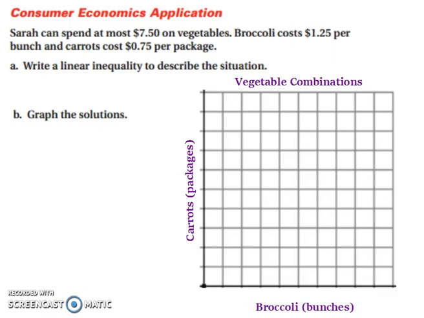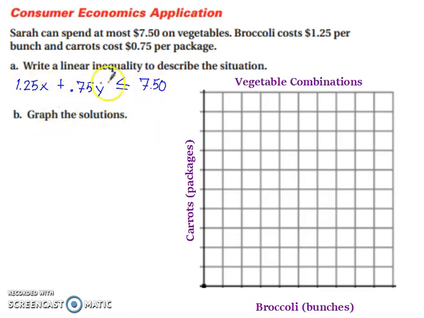Now let's try a consumer economics application. Sarah can spend at most $7.50 on vegetables. Broccoli costs $1.25 per bunch, and carrots cost 75 cents per package. Write a linear inequality to describe the situation. Well, the cost of broccoli is $1.25, so $1.25 times x, because it's for each bunch, plus our carrots are 75 cents per package, so that's times y, and Sarah cannot spend more than $7.50.